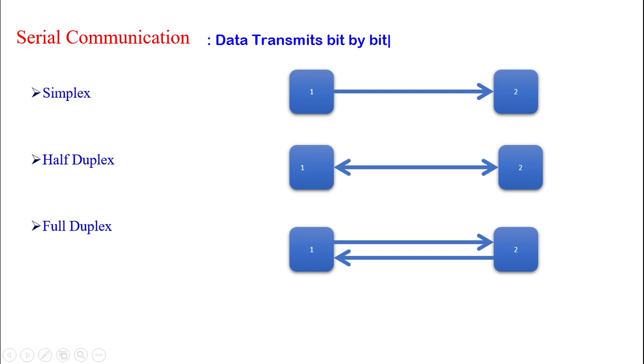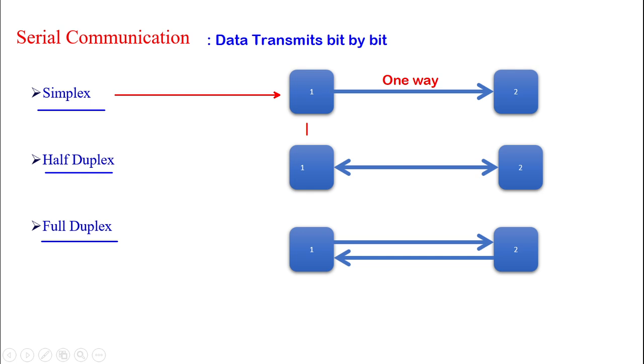Under this serial communication, we have three types of communication. One is simplex, one is half duplex, and one is full duplex. So you can see the diagram here. What do you mean by simplex? Simplex means only one-way communication. So you have to understand only one way. There is no two-way communication.